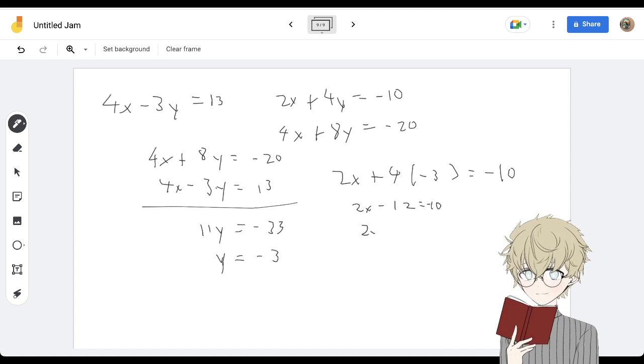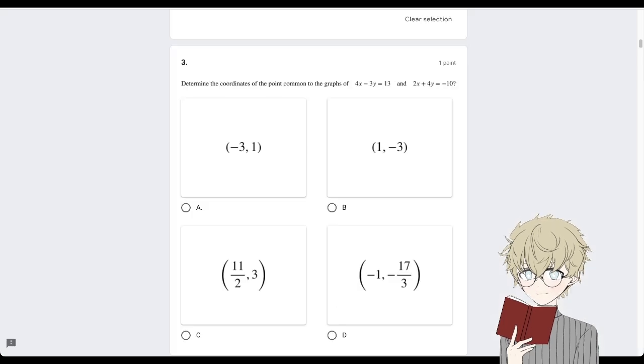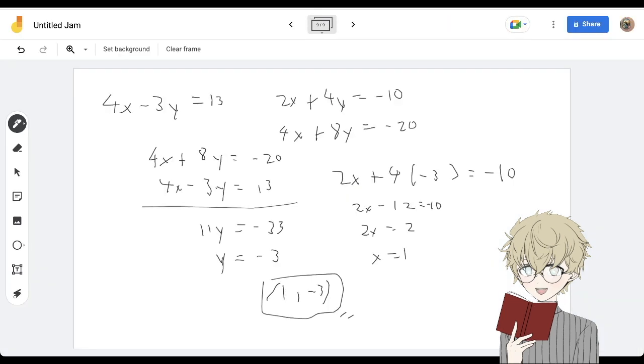Okay. Next we got 2x. Add 12 to both sides to remove the negative 12. So negative 10 plus 12 is 2. X is equal to 1 because we divide both sides by 2. And there you go. And lastly, make this into a point. If the x coordinate is 1 and the y coordinate is negative 3, then this is your final answer. Look at that. So perfect. 1, negative 3. Answer is B.